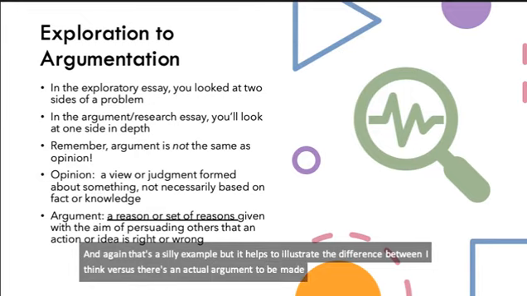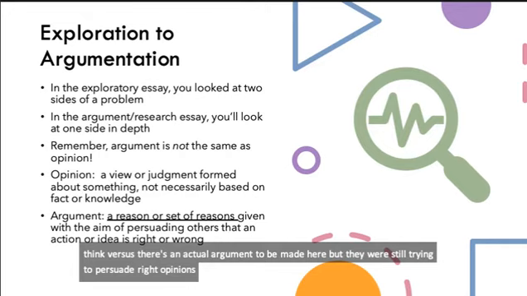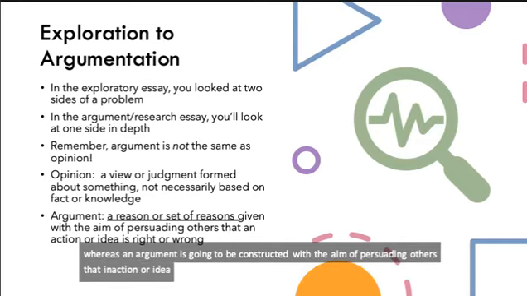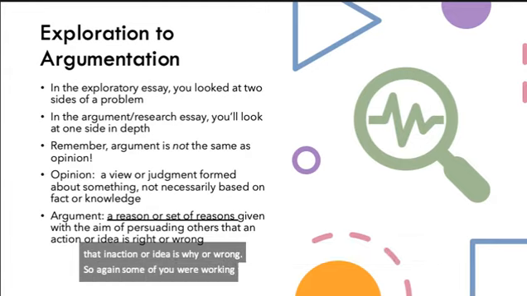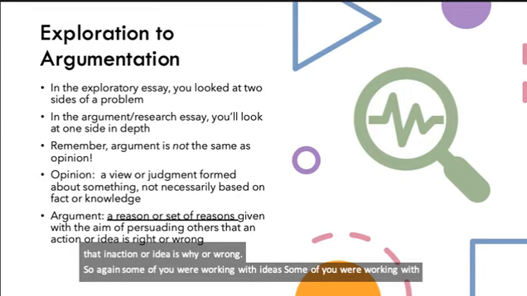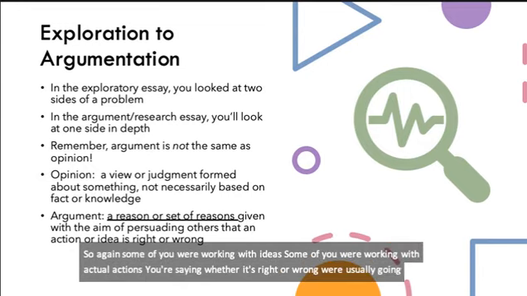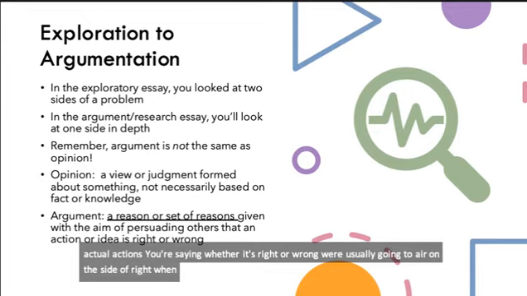But we're still trying to persuade, right? Opinions aren't necessarily persuasive, it's just what you think. Whereas an argument is going to be constructed with the aim of persuading others that an action or idea is right or wrong. So again, some of you are working with ideas, some of you are working with actual actions. You're saying whether it's right or wrong. We're usually going to err on the side of right when we're doing an argument.